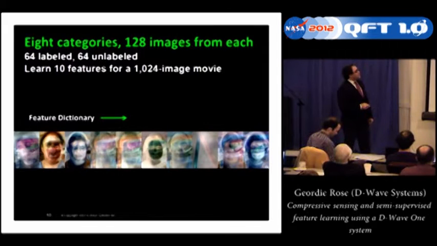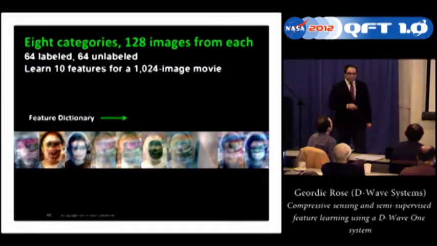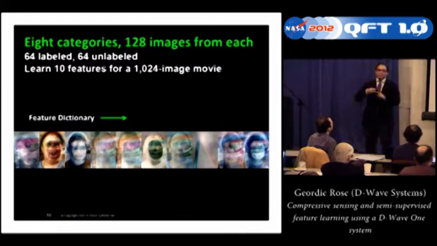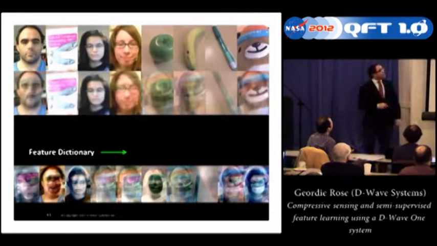In this experiment, we ran eight categories of objects, the ones I showed you, with 128 images from each. So this is a 1,000 image movie. And for each of the data sets, we labeled half of them and left the other ones unlabeled. And we only used 10 features, and here's what they are. Just think about this for a second. With 10 features, there are 2 to the 10 possible reconstructions, from turning them all off to turning them all on simultaneously. So there's only 1,000 possible images that this thing can generate, and I'm going to show you the reconstruction. Look at that.